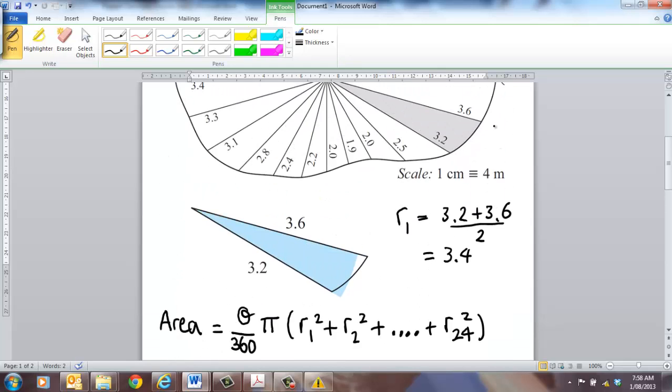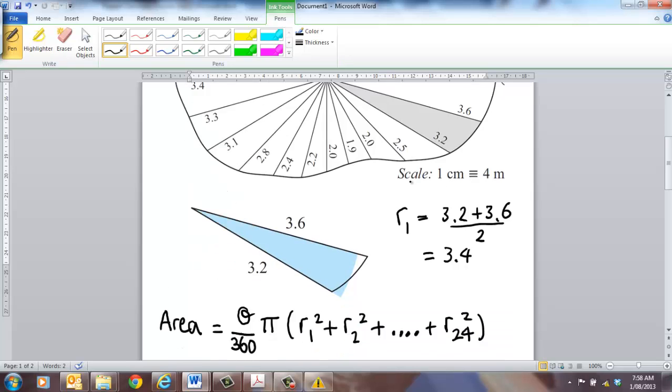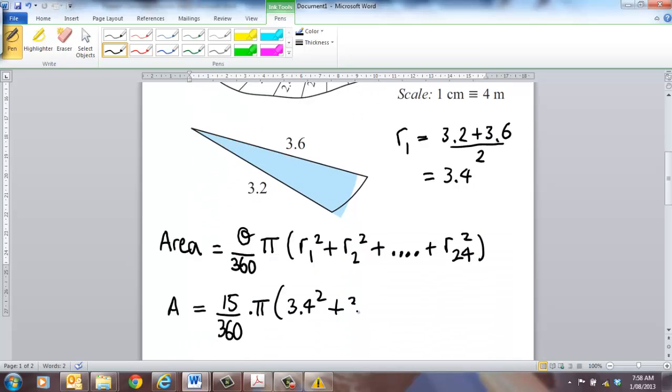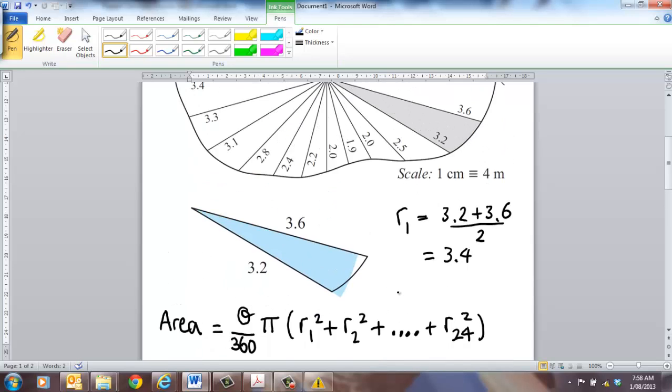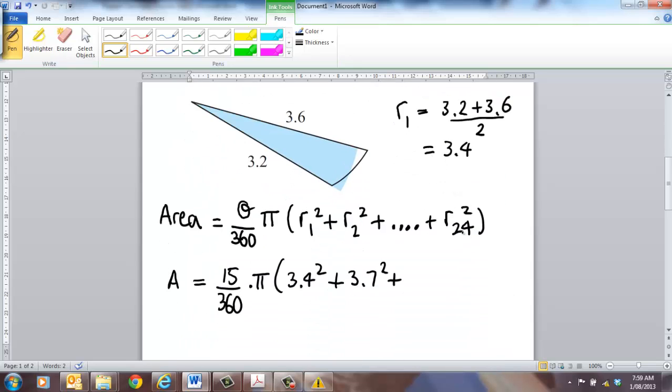If we were going clockwise, that would be 3.6 and 3.8, so halfway between those would be 3.7. So the next one would be plus 3.7 squared, plus the next one, which is 3.8 and 3.8, so the average of that is 3.8. And you just keep following that process until you get all the way around the shape. That's a pretty simple method, and it's quite accurate.